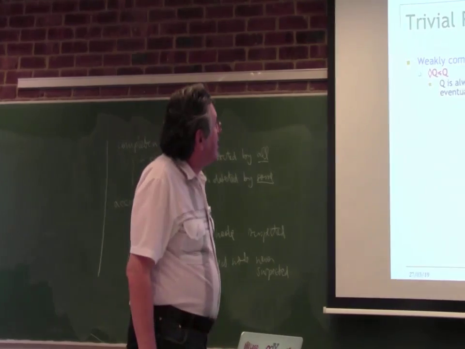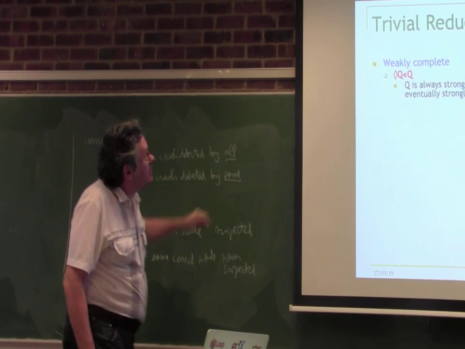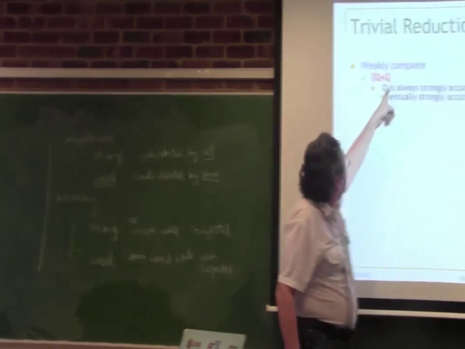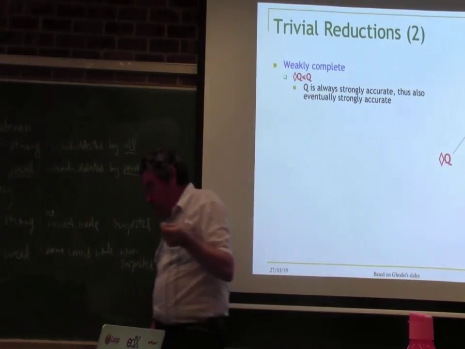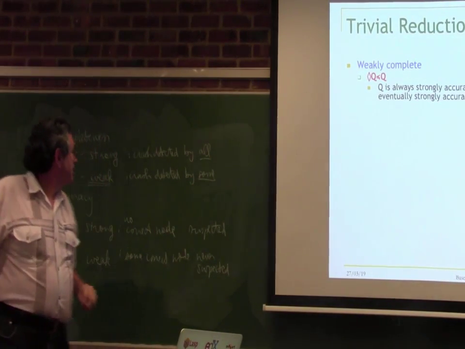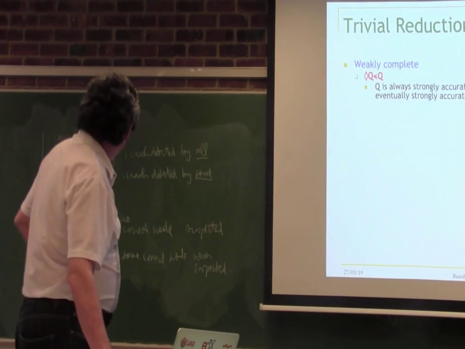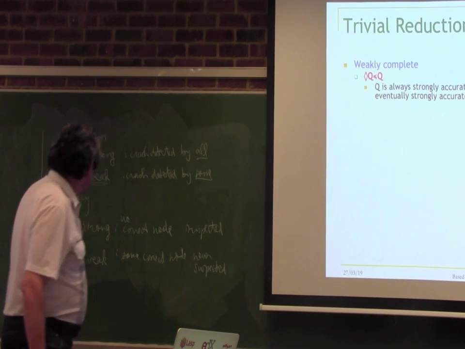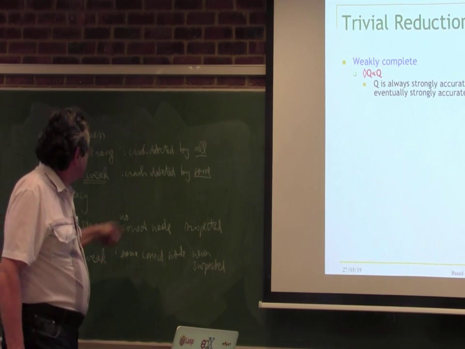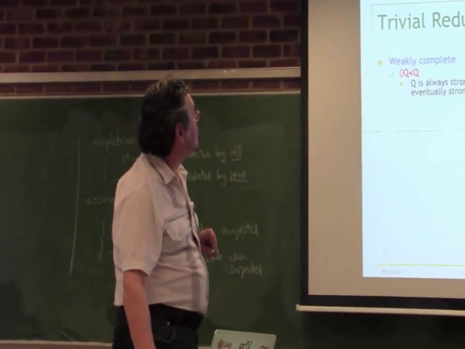So Q is weakly complete. That means not everybody sees the crashes. Q never makes mistakes, but not everybody sees the crashes. Only some nodes see the crashes, okay? And eventually Q means it's actually allowed to make mistakes. And eventually it never makes mistakes, but still it doesn't see all the crashes. I mean, only some nodes see all the crashes, okay?